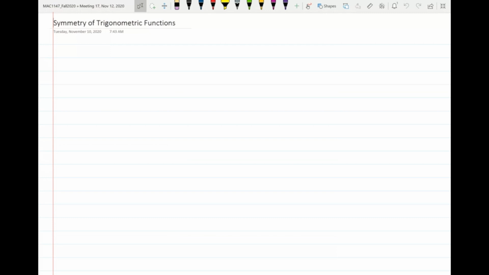My first question to you is, do you remember what this is? What do we mean when we say symmetry of a function? So recall, symmetry of functions. Does anybody remember what this is? Remember, when we say symmetry, we mean even and odd functions. Do you remember this back from college algebra?